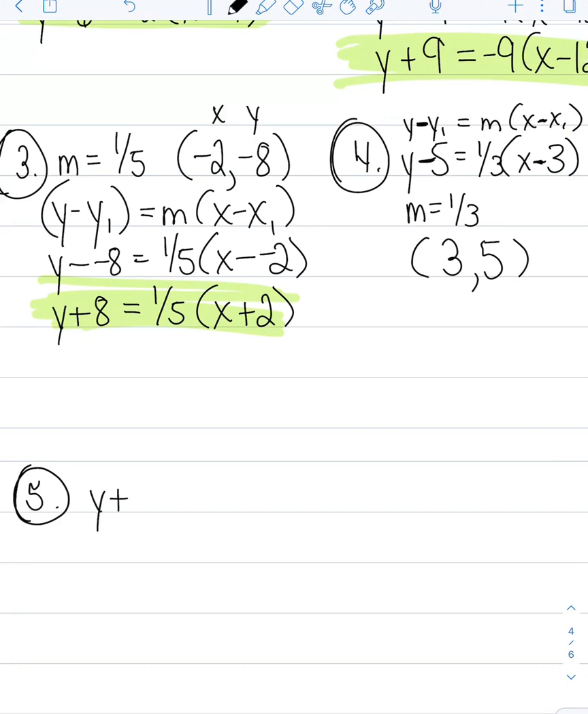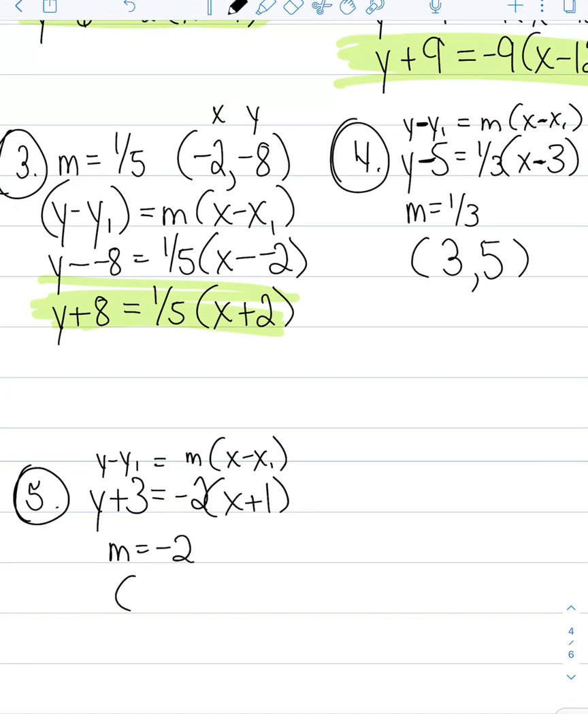Let's say I have y plus 3 equals negative 2 times x plus 1. So y minus y1 equals m times x minus x1. So slope is easy. I can see the slope is negative 2, but I have to take my time on the point. So first let's find our x. Here I have a minus, but here I have a plus. So my x is negative 1.